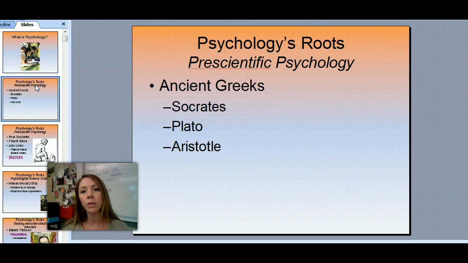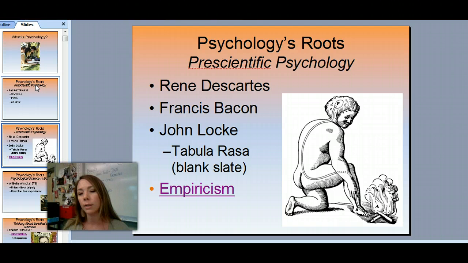The history of it, remember, this is nothing new. The pre-scientific, there's the Greeks, Plato, Aristotle. There were people that believed that we were born a blank slate, right? So John Locke, the tabula rasa, the blank slate, means that everything that happens to you is from your environment. Your environment completely defines who you are, versus people that thought there's an inborn nature, right? So Descartes, Bacon, those were our old philosophers. And remember empiricism, that became the scientific nature of psychology.